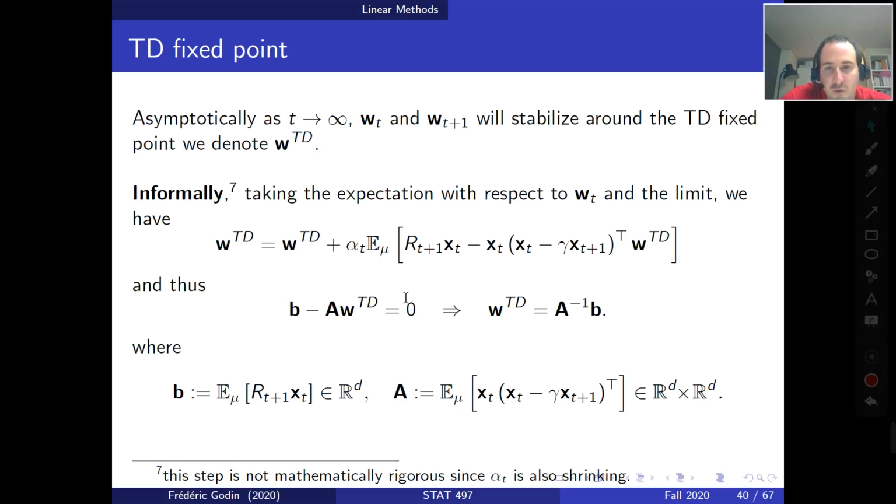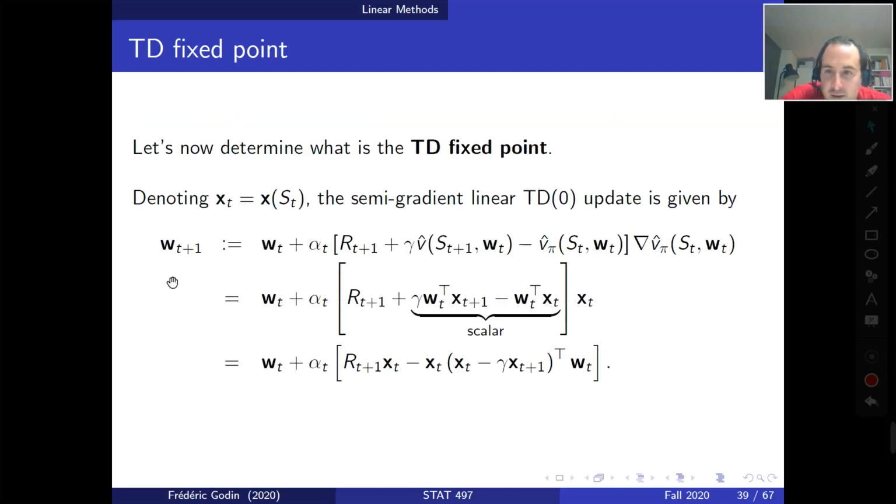So informally, we could take this update equation here, and we can take the limit when t goes to infinity on both sides, and call the limiting weight vector the fixed point. Okay, so if W converges, this should converge to the TD fixed point, and this inside should converge to the TD fixed point too.